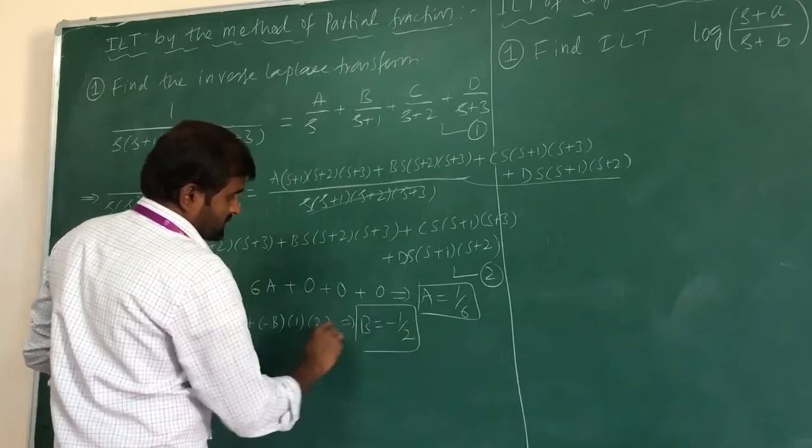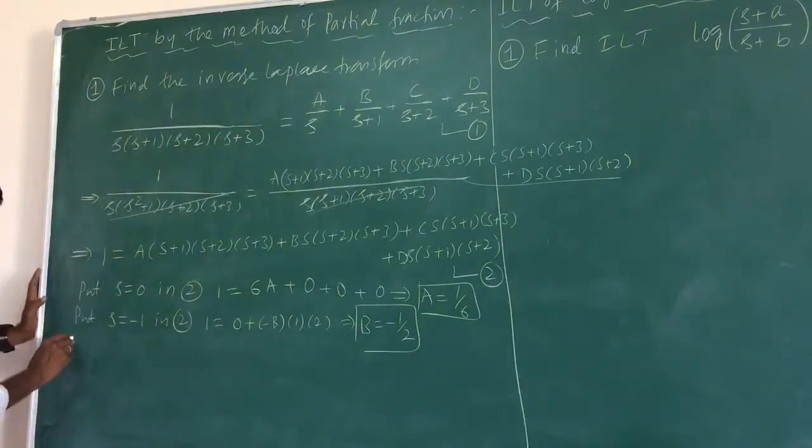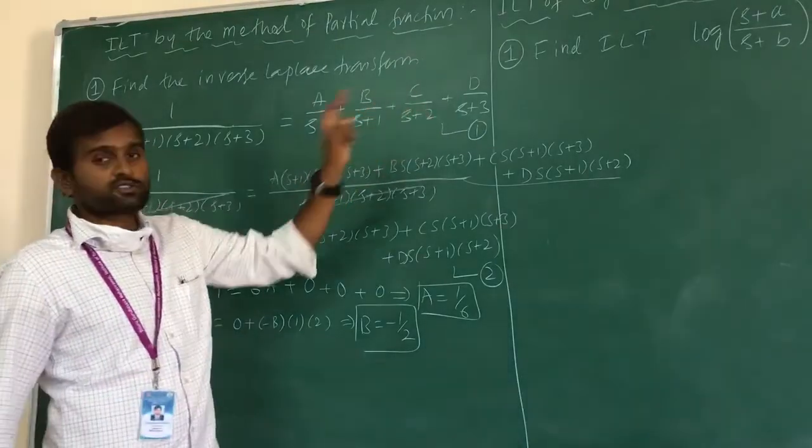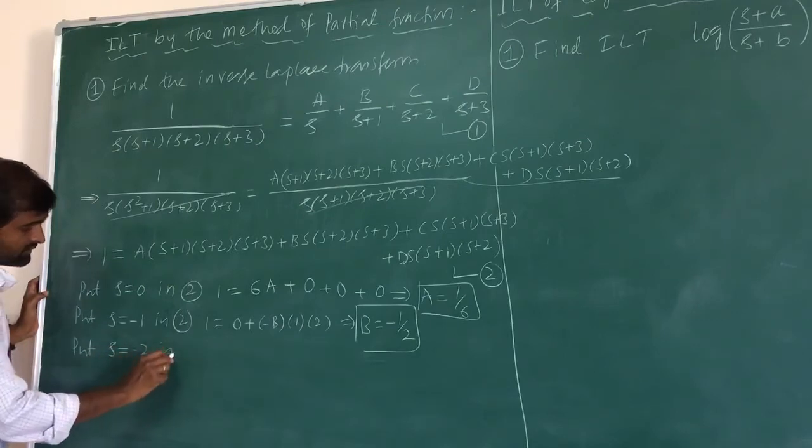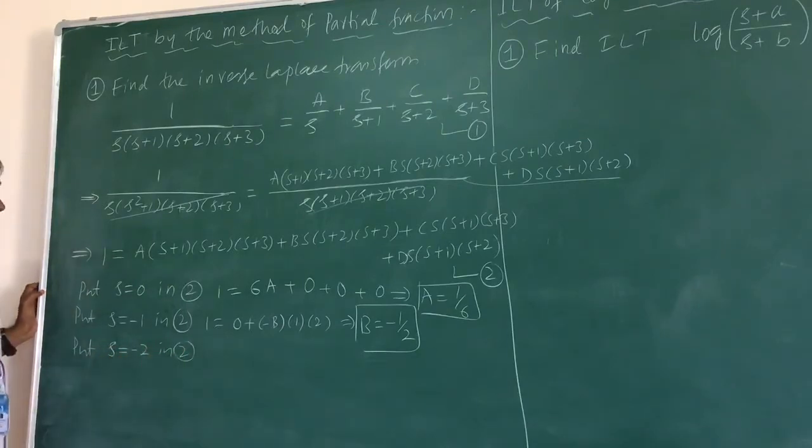B is minus 1 by 2. Similarly, now put s equal to minus 2, so we have s plus 2 equal to 0.